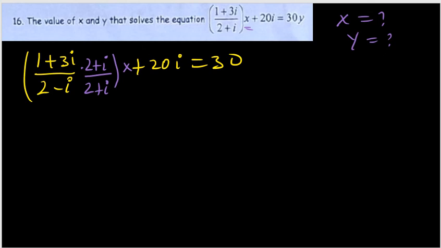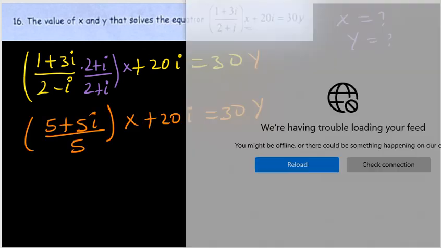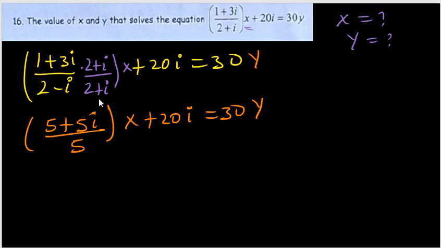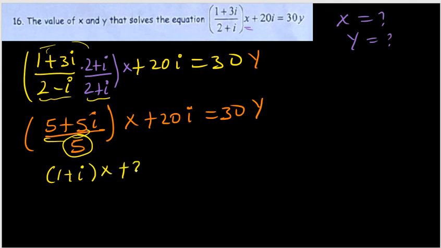Then when you multiply, what will be the result? The result will be 5 plus 5i, the whole over 5. When you multiply these two, they are conjugates of each other, so the square of each: 2 squared plus 1 squared will be 5, and the upper part 1 times 2i, and then you'll expand and you'll get this result. This denominator 5 is for each of them, so it will be simplified and it can be written (1 plus i) times x plus 20i is equal to 30y.